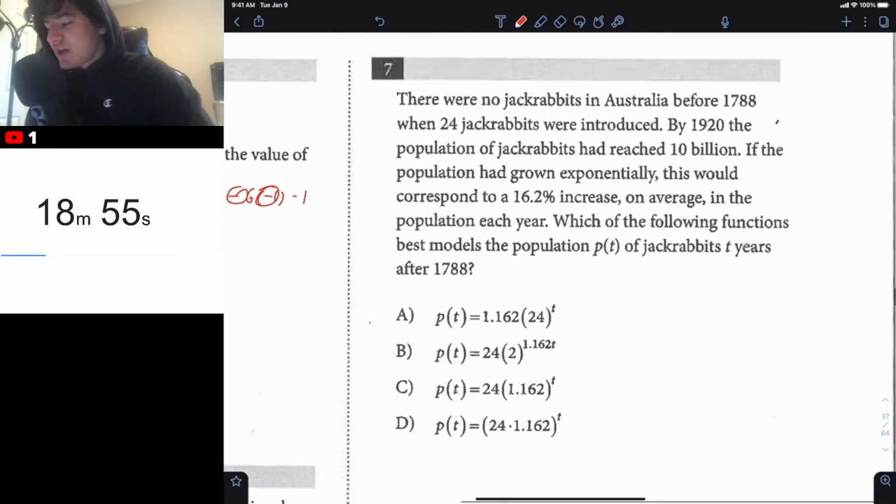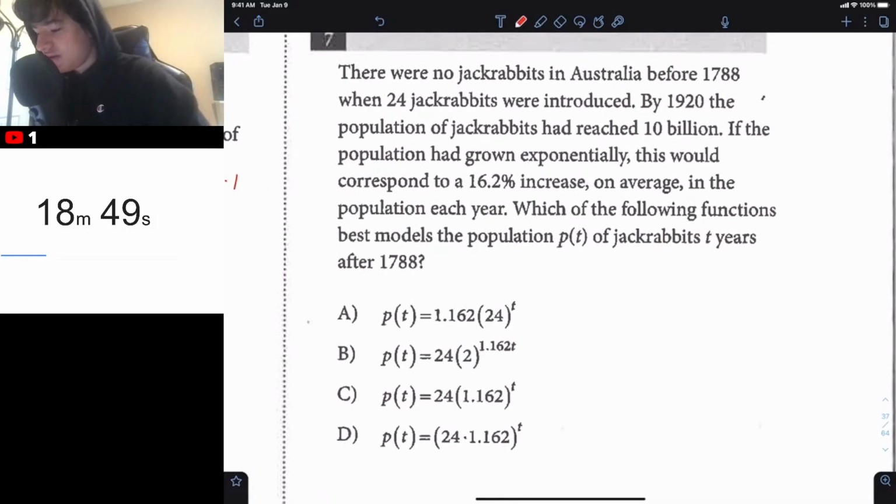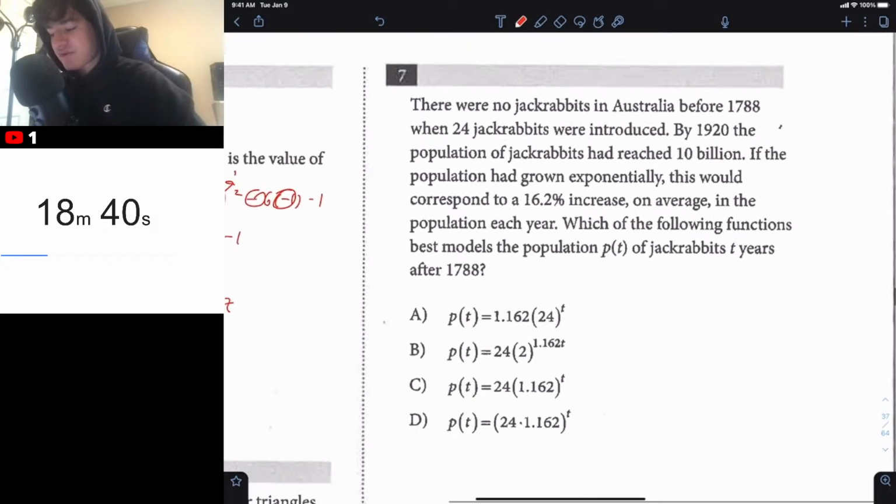All right, there were no jackrabbits in Australia before 1788. When 24 jackrabbits were introduced, by the 1920s the population of jackrabbits had reached 10 billion. If the population had grown exponentially, this would correspond to a 16.2% increase on average in the population each year. Which of the following functions best models the population P of T of jackrabbits T years after 1788?